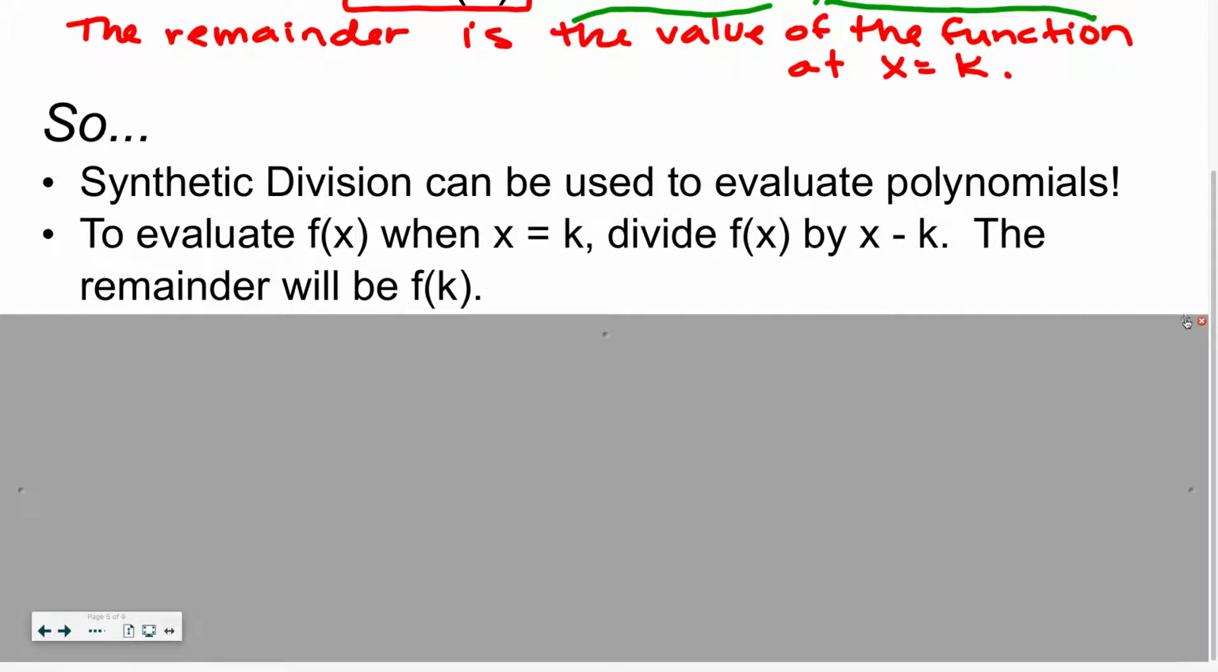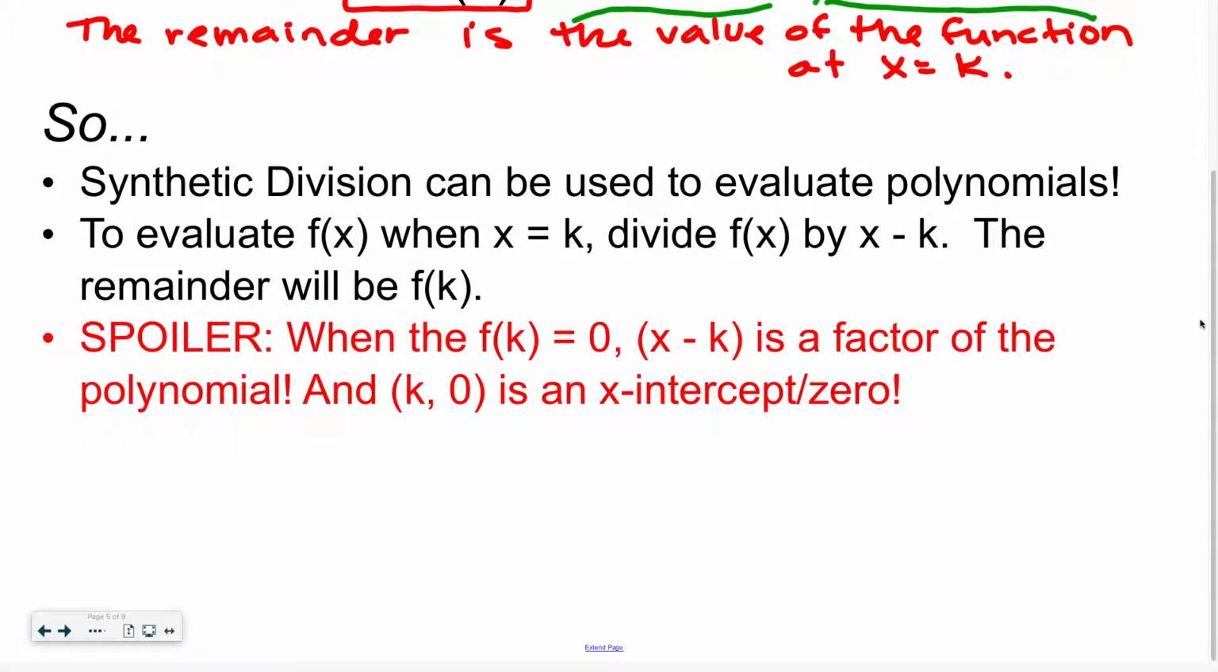So the remainder will be the y value. The next one I would probably write down in my notes, which is this red one, and it's a spoiler, so I'm sorry. Couldn't help it. Okay, spoiler. My spoiler is, when your f of k is equal to 0, which basically means your remainder was equal to 0, right? Because your remainder is f of k. When your remainder is equal to 0, that means that x minus k was actually a factor of your polynomial. And we know from quadratics, if it's a factor, then we could set our factor equal to 0, and that would be an x-intercept on our graph.